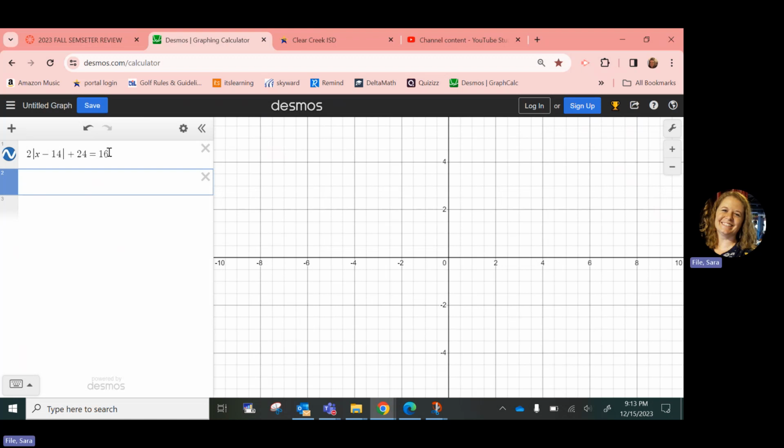Okay, I don't think Desmos is going to graph it when I have it set equal to a number. So I'm going to have to move that 16. I need to drop the equal sign and just have the expression, but I have to have it set equal to 0 to be able to do that. So I do have to subtract the 16 over. So if I subtract the 16 over to the left, so 24 minus 16, that's going to make that 8.